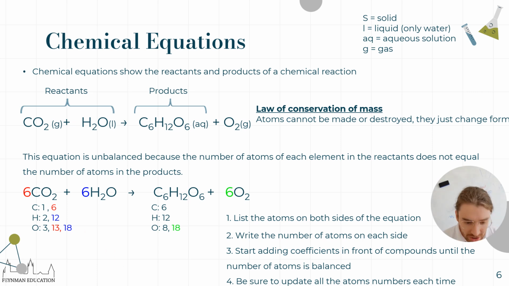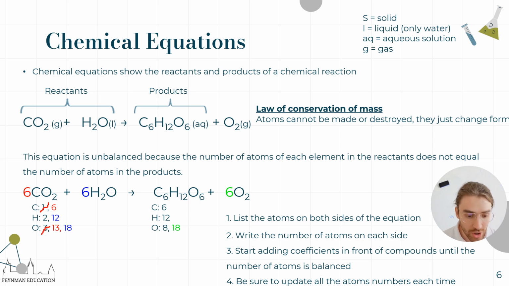Okay, so what you can usually do is just cross them out. Cross out the old numbers as you're finished with them. And these new numbers are going to be what you're working with. Cool. So our carbons are now balanced. Let's go to the next element.